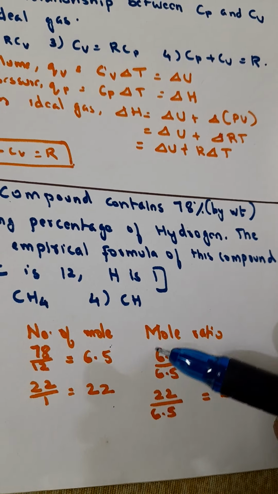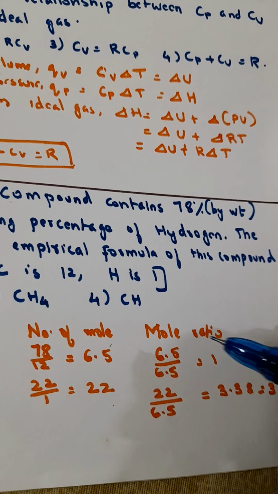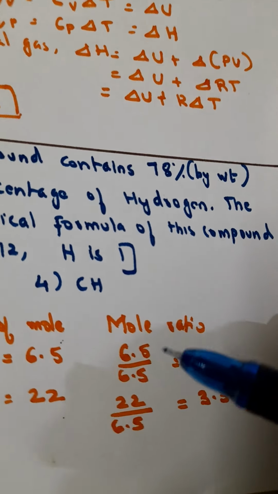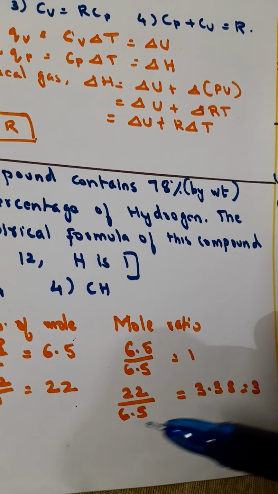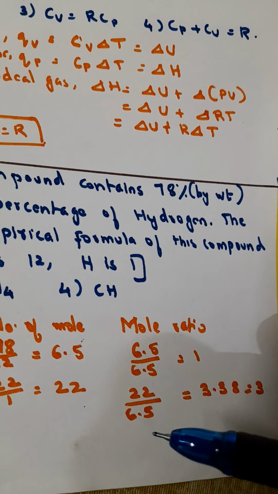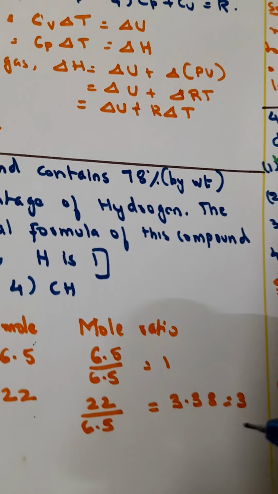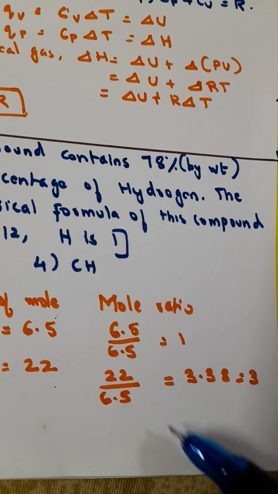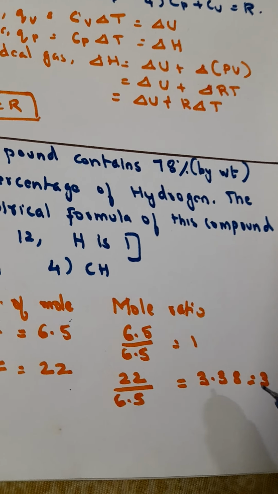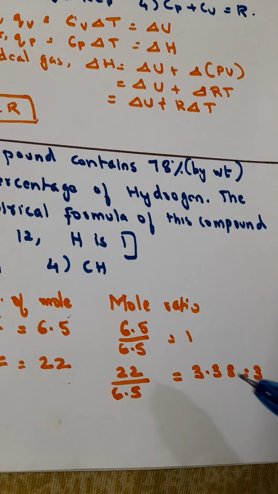So why you have to make this fraction a whole number only, then you can find out the ratio. Okay, so 6.5 by 6.5 is 1, and 22 by 6.5, when you divide, you get approximately 3.38. So you can round it off and take it as 3. So we get the value as 1:3 ratio.